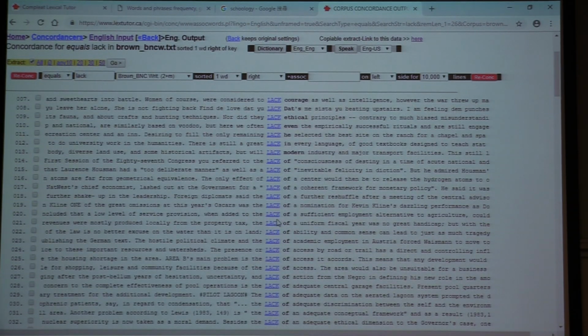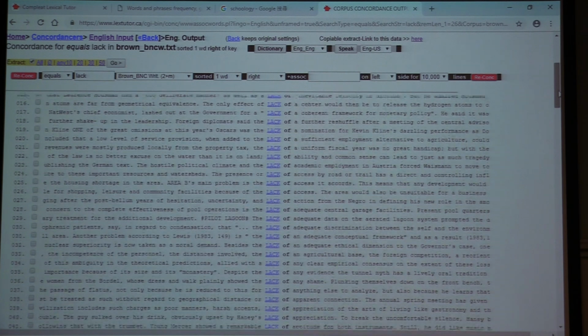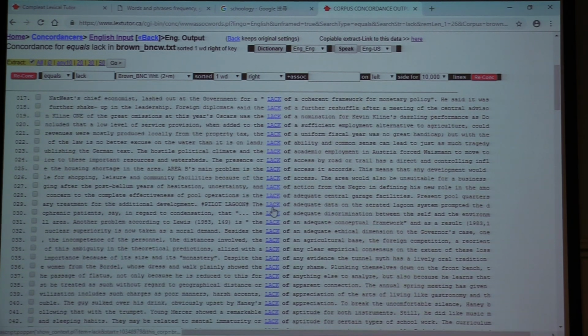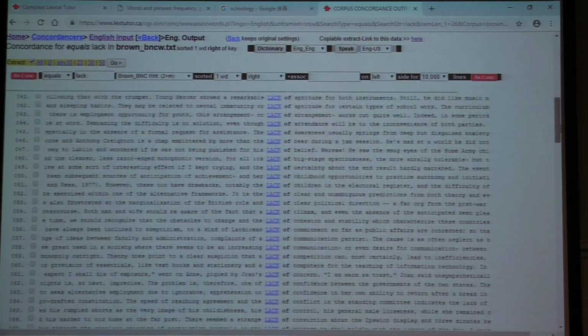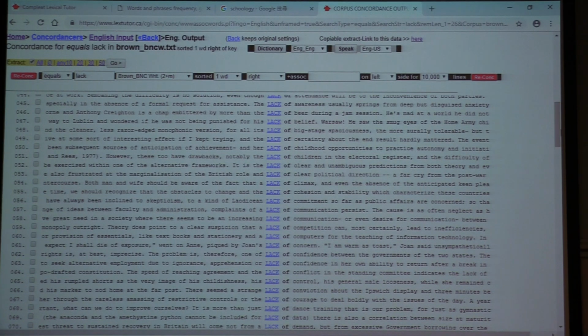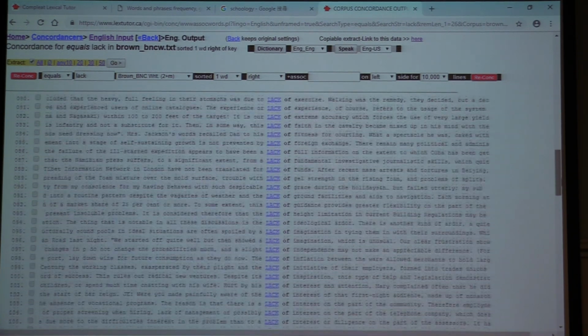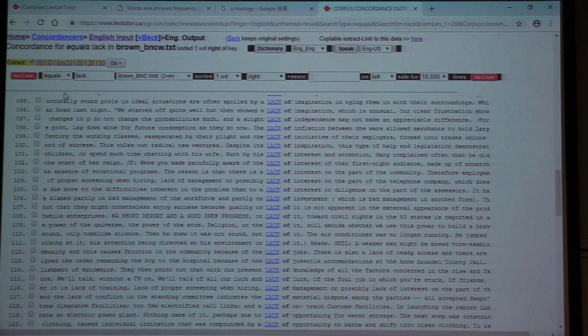So we have lots of "a lack of," right? But usually in this case, "lack of" is used as a noun, not a verb, right? Lack of, okay. So we don't get many choices. Maybe we can start.